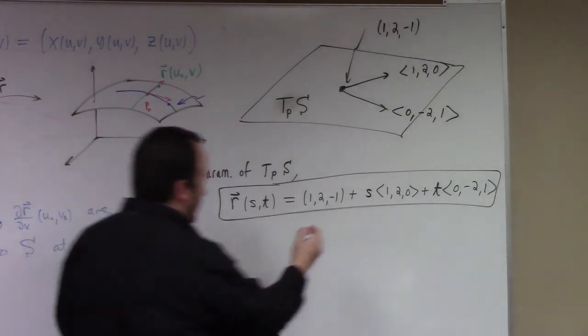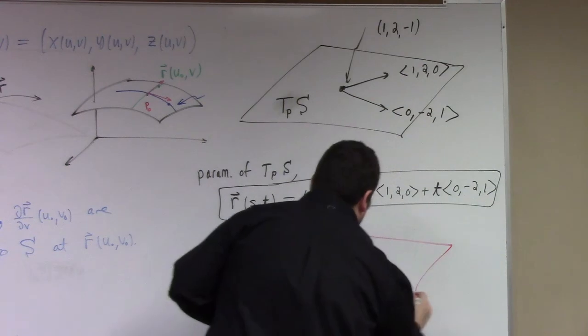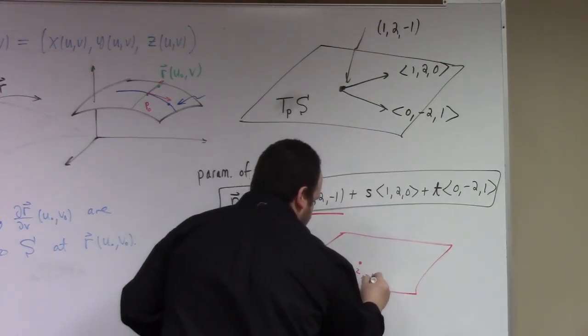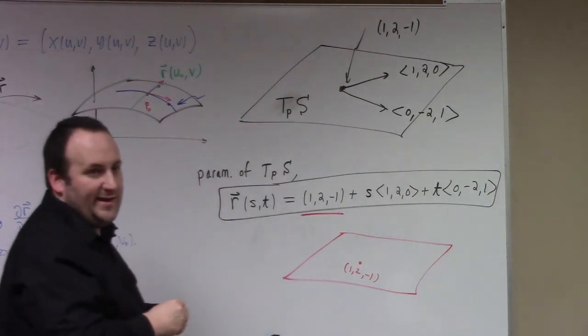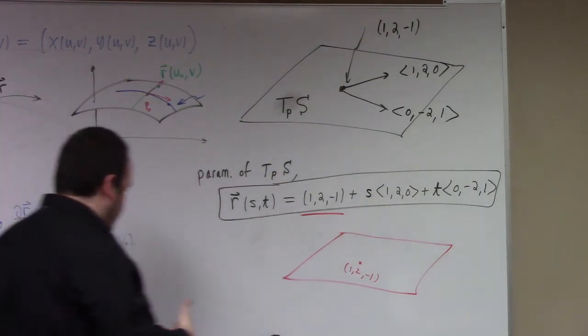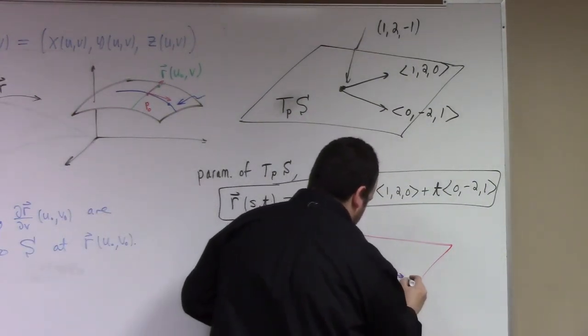This first piece, where does that get you? Let me draw the plane again down here. So this point would be (1, 2, -1). And then we're adding S copies of the tangent vector (1, 2, 0). So that moves you like this over to this point.